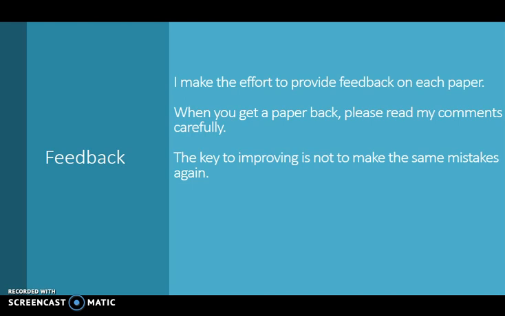I knew a fellow who got the equivalent of a failing grade in a doctoral class because he had one dangling participle on a paper. So, if you're planning on going far ahead in academics, you got to pay attention to some of these things. And so the key to improving is not making the same mistakes again. Learn from your mistakes, go forward, and do a better job next time.